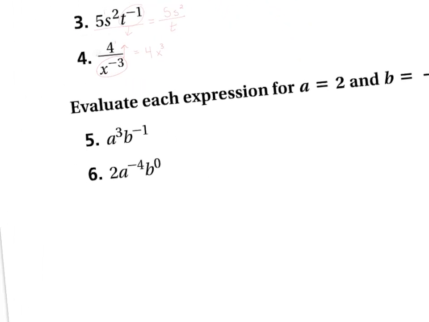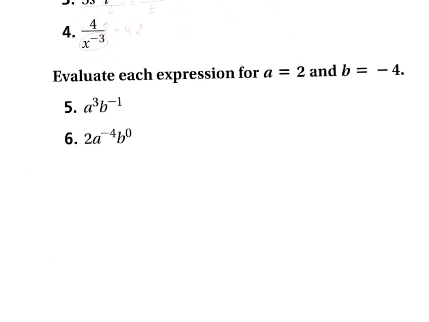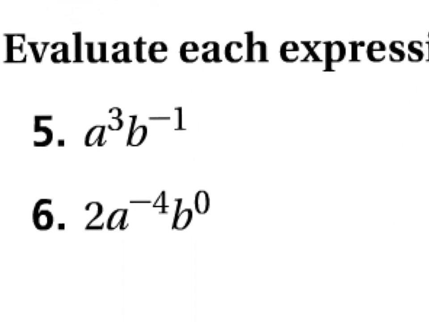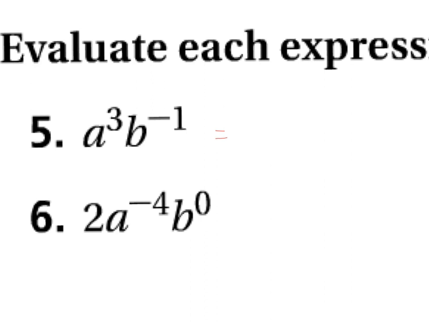All right, so now on this one, they're asking us to evaluate. a is 2 and b is negative 4. So we're going to plug that in first. So I've got 2 to the 3rd times, and then negative 4 to the negative 1.